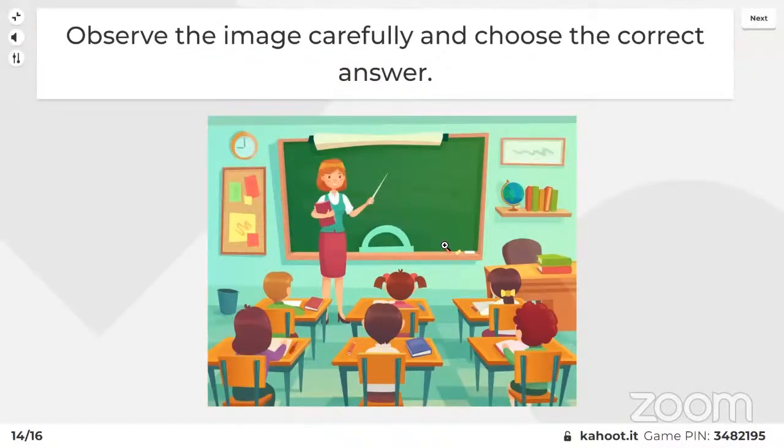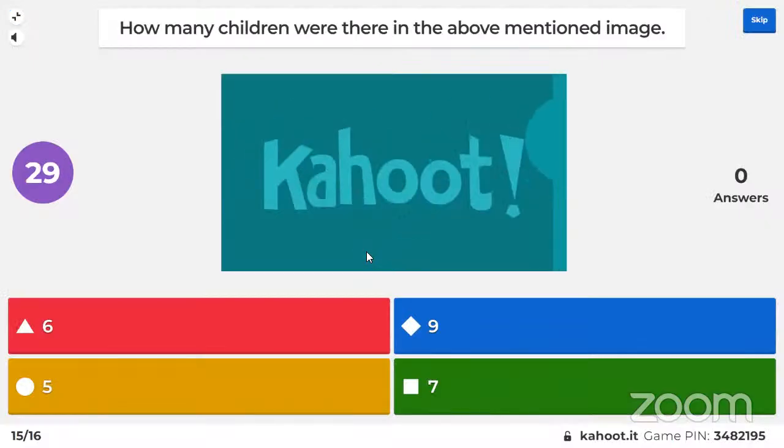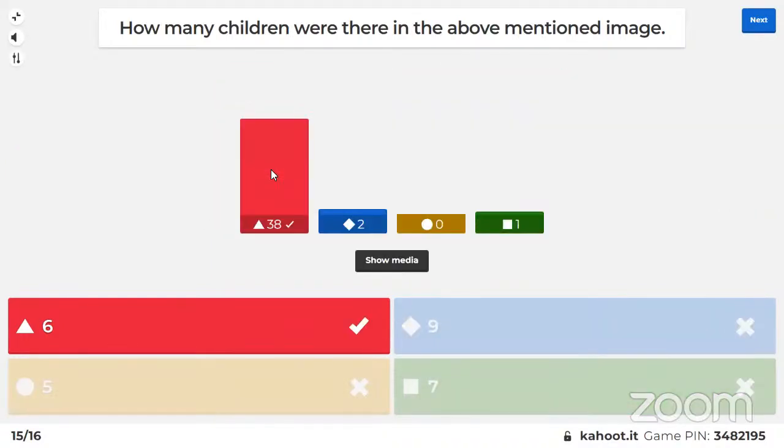All right. So I hope you have seen and observed this image properly. So 2 questions will follow based on this. And moving on to the first question. All right. How many children? 6 children were there. Almost everybody has answered it correctly.